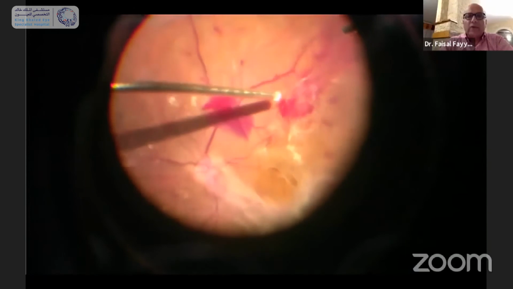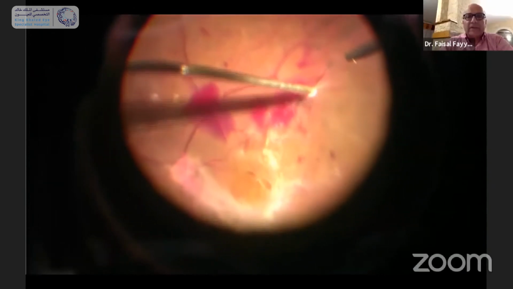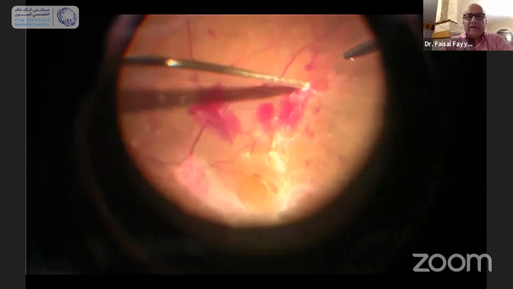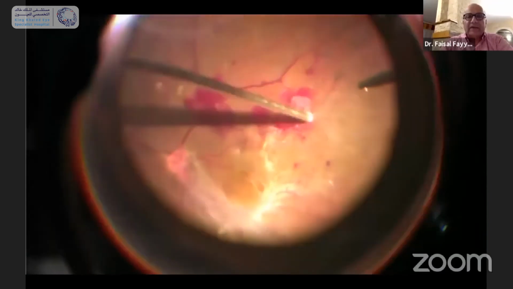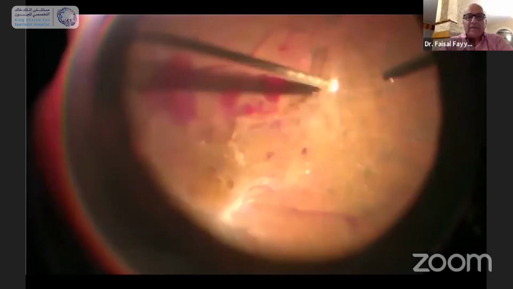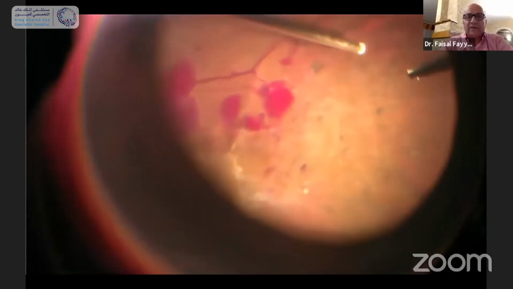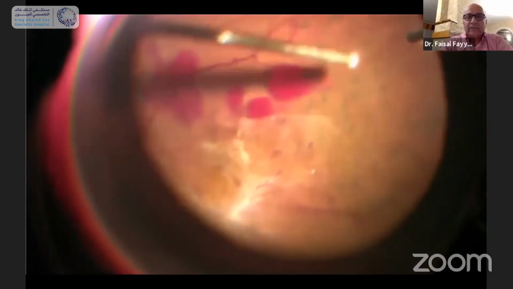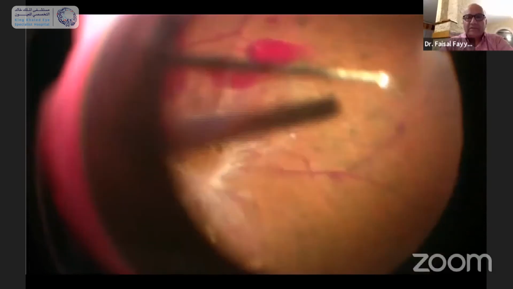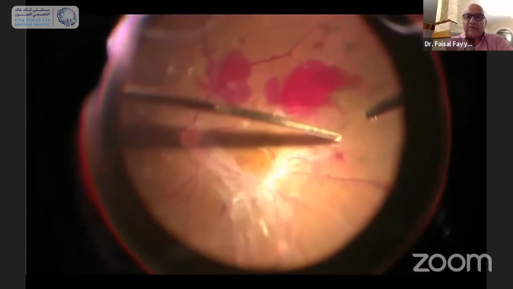Since I do a linear cutter, as I aspirate and cut at the same time, you can see here that I aspirate and cut. I make delamination, segmentation, and delamination, and I start doing everything with the cutter.